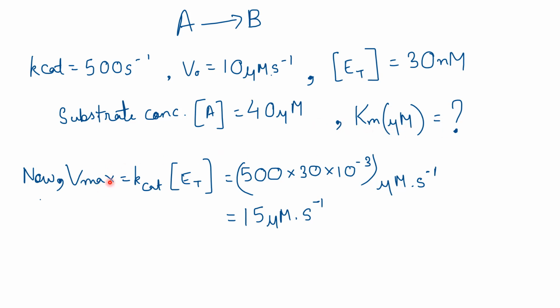So if you want to find the value of Vmax, then Vmax equals kcat into enzyme concentration, that we already discussed. So kcat is 500 second inverse and enzyme concentration is 30 nanomolar. Now we'll change this 30 nanomolar into micromolar because the answer that is required is in micromolar. So if we convert 30 nanomolar to micromolar, that becomes 30 into 10 to the power minus 3. So the value of Vmax comes to 15 micromolar per second. Okay, this is the first step of the sum.